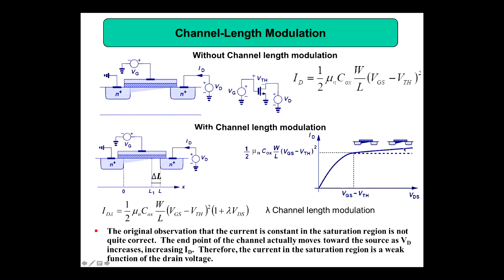The original observation that the current is constant in the saturation region is not quite correct, like a straight line. The end point of the channel actually moves towards the source as VD increases, increasing ID. Because of this pinch off region only, we are getting channel length modulation. We are getting an effect that is similar to the Early effect for the BJT. I think maybe I'll stop here and continue in the next lecture.